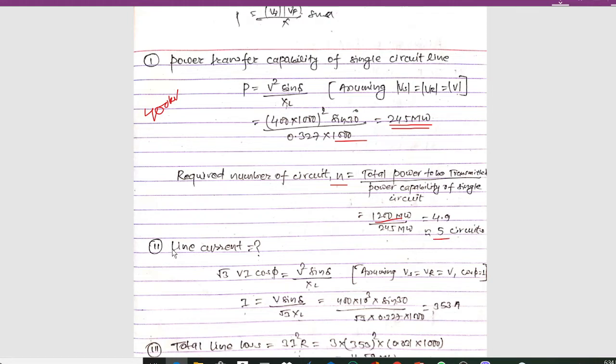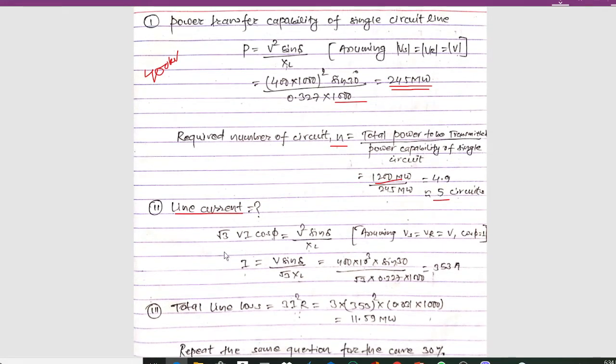In the second part you have to calculate the line current. For line current we have the equation root 3 V I cos phi equals V squared sin delta upon XL. Assuming Vs and VR as V, and assuming cos phi as 1, we get I equals V sin delta upon root 3 XL.